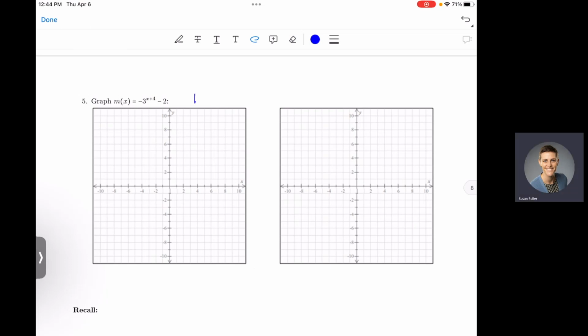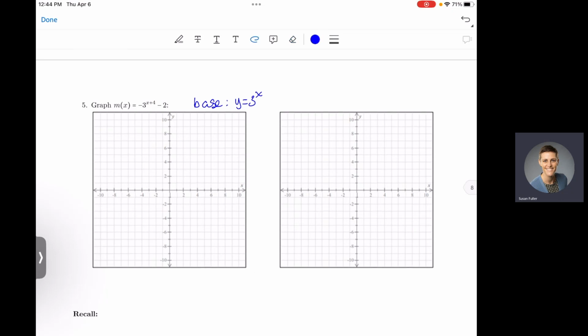Okay, so our base function here is y equals 3 to the x. If you remove anything that makes a transformation, so if I remove this and this and this, those all create transformations. 3 to the x is what I have left. So that's why my base is y equals 3 to the x power. Okay, so that's my base function. So I got to figure out what that looks like.